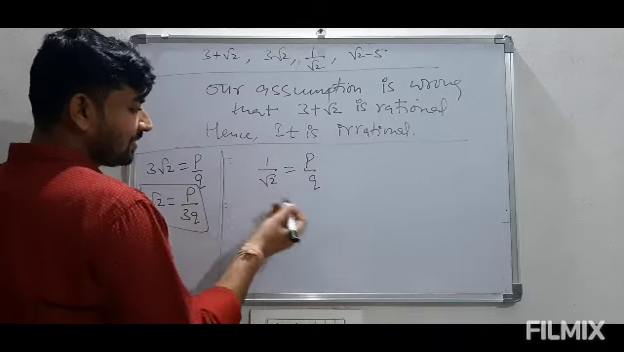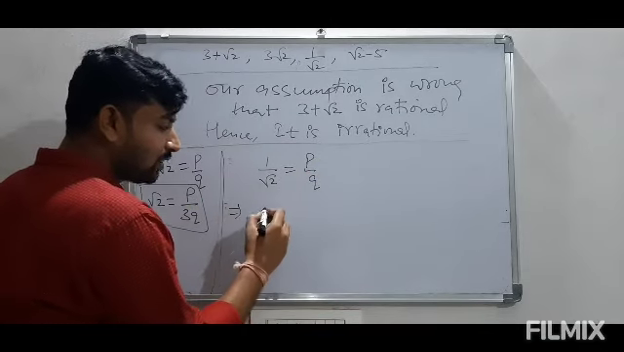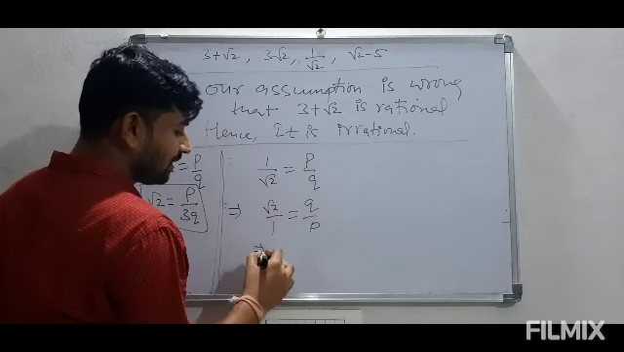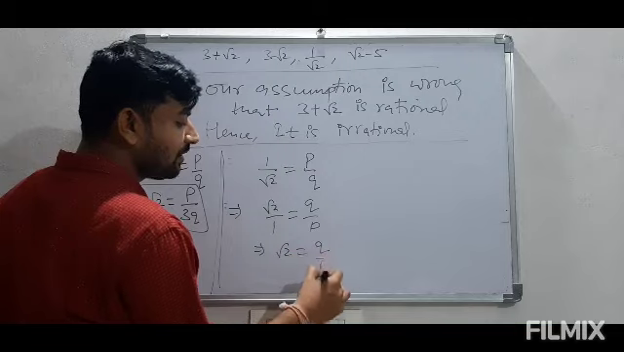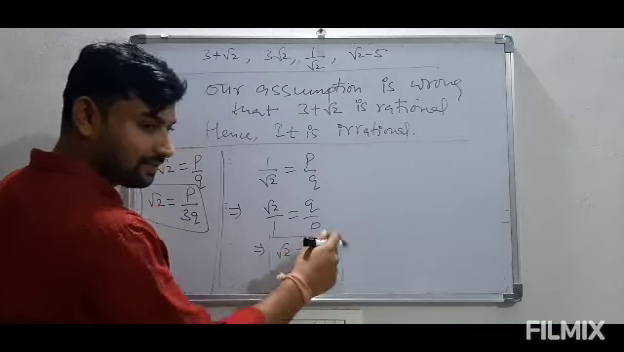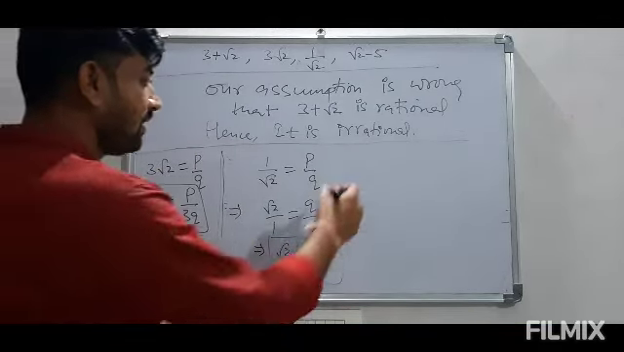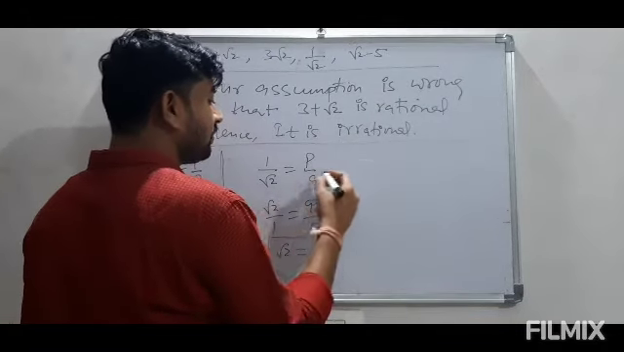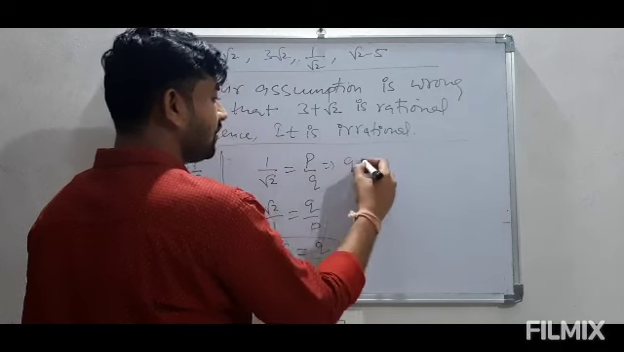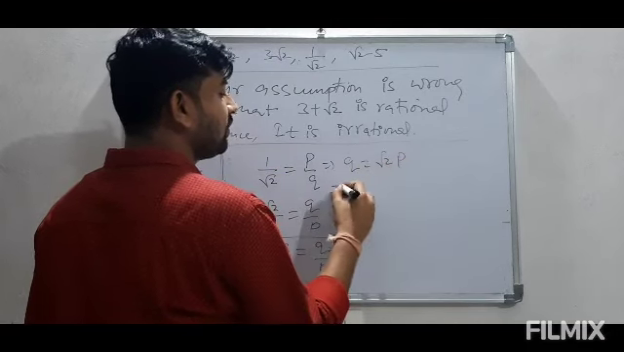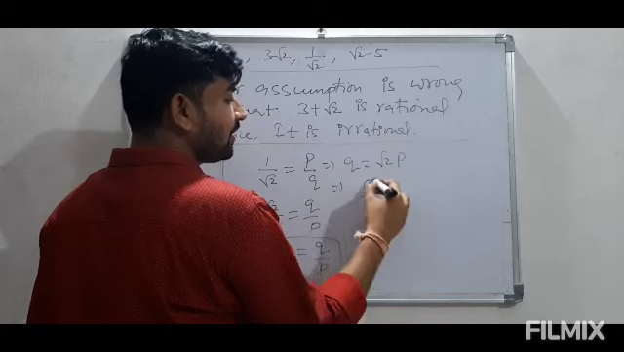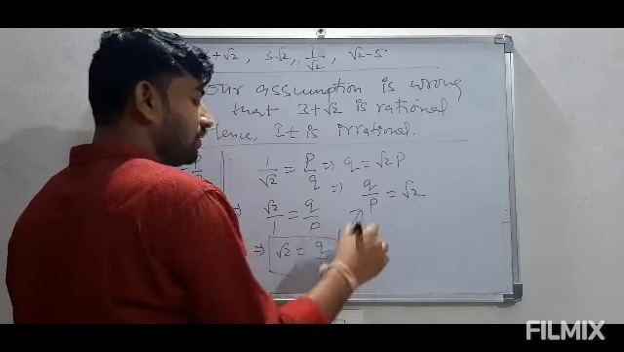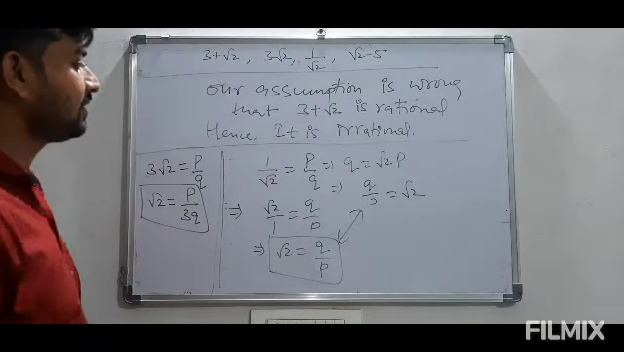There are two ways. Just take the reciprocal of this. So we will get root 2 upon 1 is equal to q by p. So here we are getting root 2 is equal to q by p. Again, it is a rational number. So this is wrong, which we have to write in the solution part. The second way is cross multiplication. So we will get q is equal to root 2 p. So in the very next step we will be writing q by p. So the same result is coming out here. So this is how we deal with this.